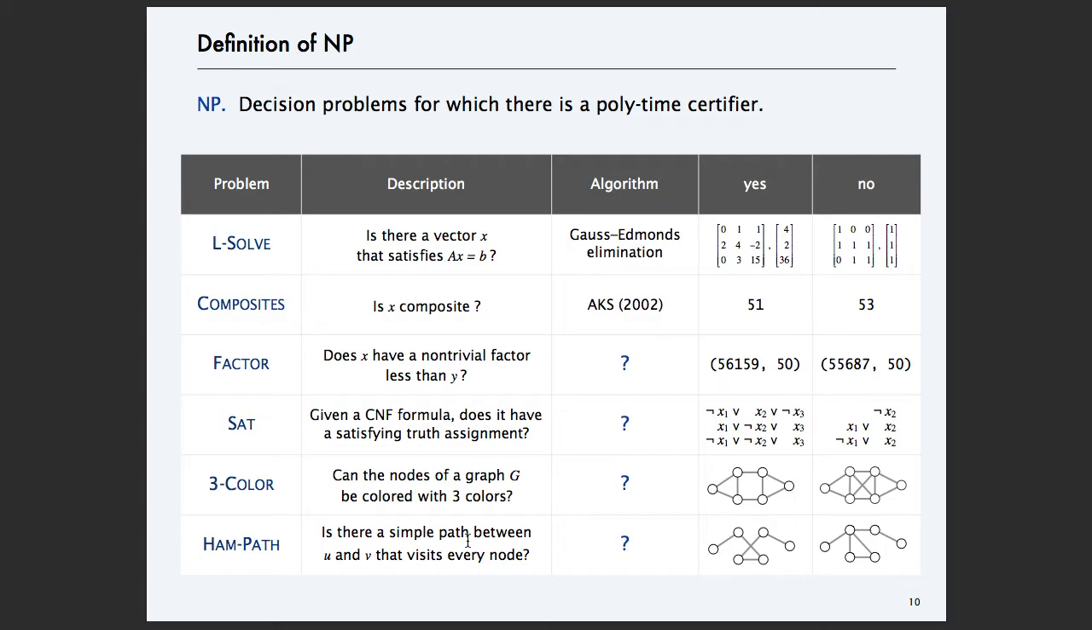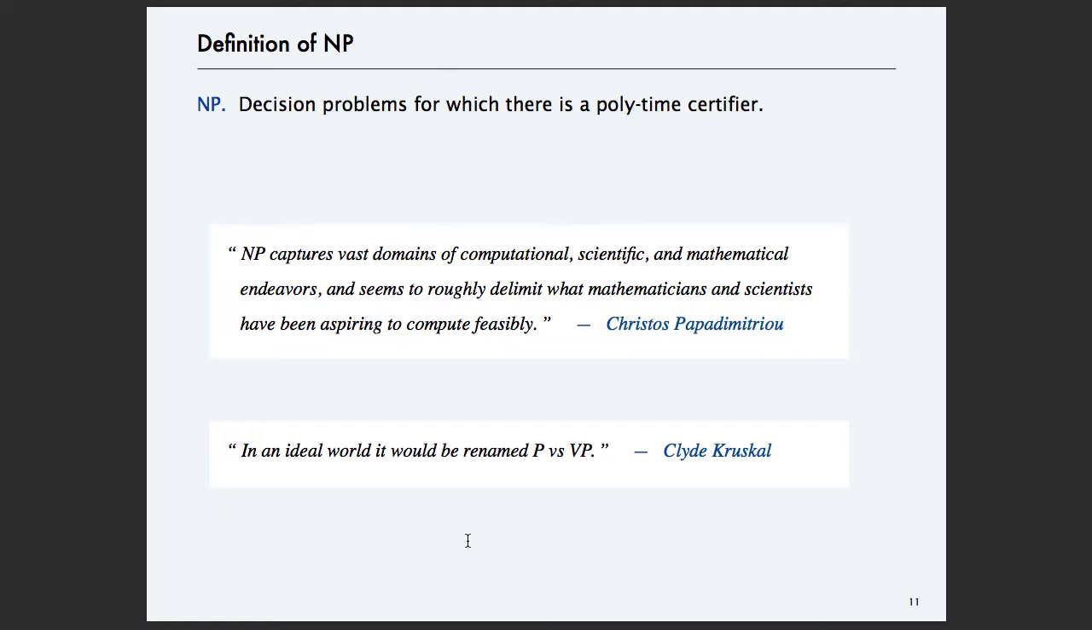So NP is the set of decision problems for which there is a polynomial time certifier. And so we have tons of these problems, right? And then we start with philosophy and NP, right? NP captures vast domains of endeavor, seems to roughly delimit what mathematicians and scientists have been aspiring to compute feasibly.